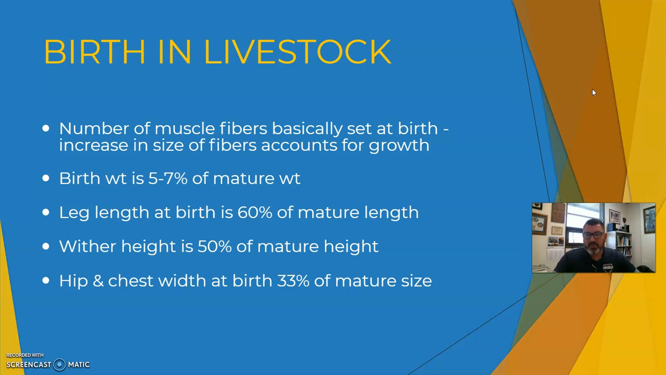Wither height, for example, in lambs or pigs is about 50% of mature height. So they're already halfway there to their mature height when they're born. Hip and chest width is about 1/3 of mature size. Now, all these things can be influenced by a number of different factors, whether it's nutritionally, health perspectives, what environment you have them in, and so forth. So certainly we can exceed these things, or we can fall short of those marks, dependent upon how we treat them.